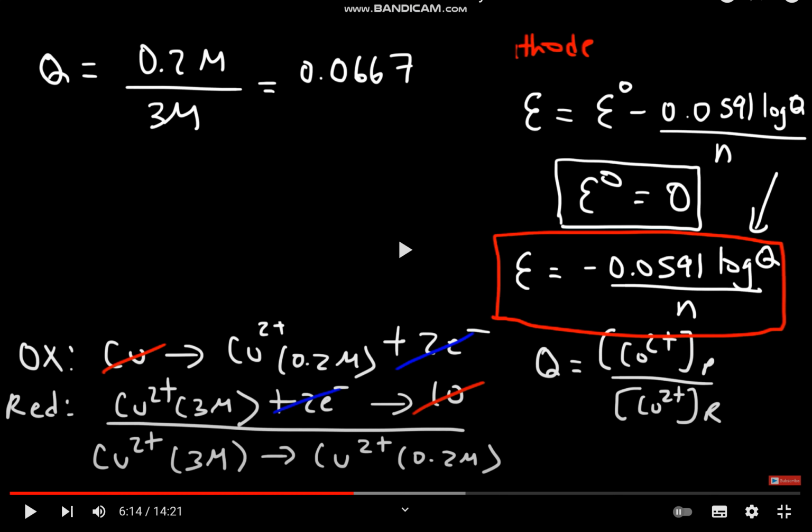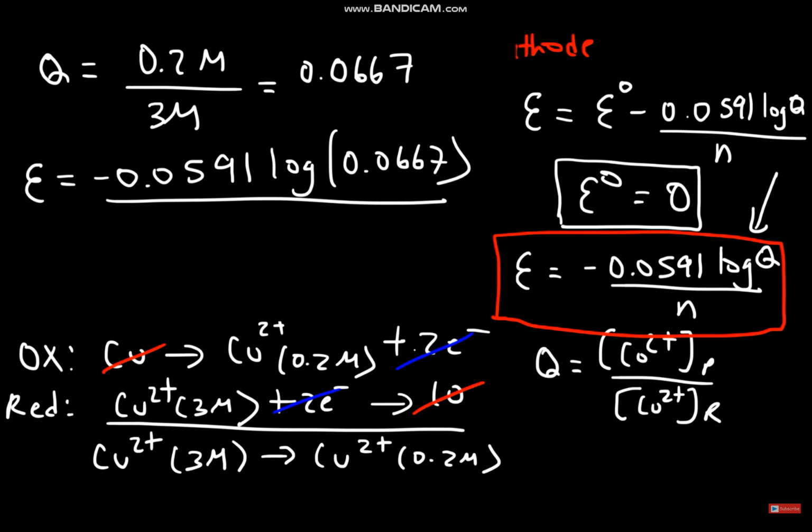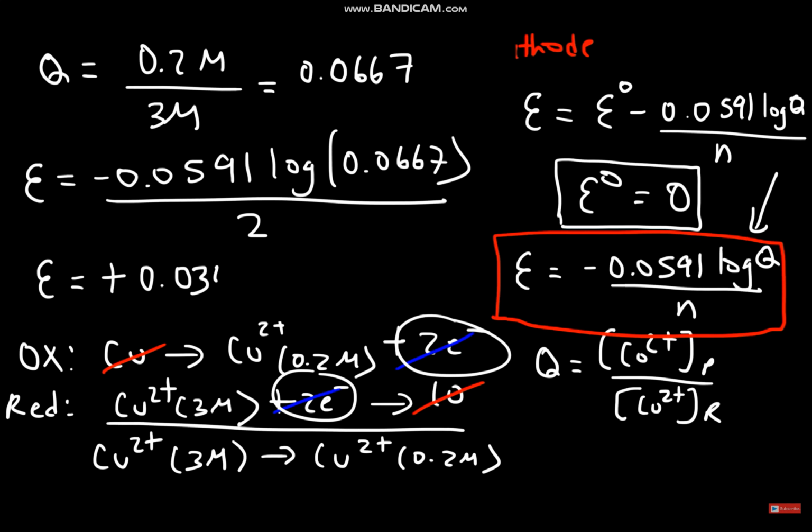So the cell potential for this concentration cell is going to be negative 0.0591 log Q, or log of 0.0667, divided by N. Now N is the number of electrons in the balanced reaction. So in this case, N is equal to 2. And so the cell potential is positive 0.0347 volts, or you could say 34.7 millivolts.